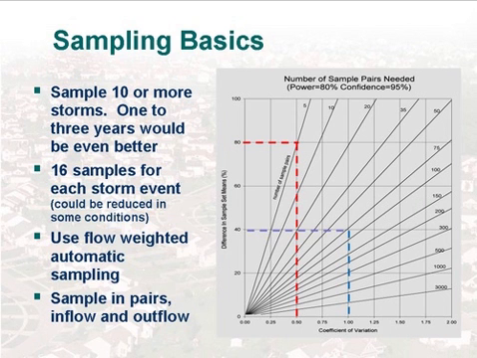In general, when you boil all this down, if you're going to be doing BMP monitoring, count on collecting at least 10 valid paired samples. Within each storm, if you can, collect 16 individual samples to characterize the variability we've been speaking of today. If you can, use automated sampling equipment so you can calculate event mean concentration. And then, of course, sample in pairs, that is both inflow and outflow.